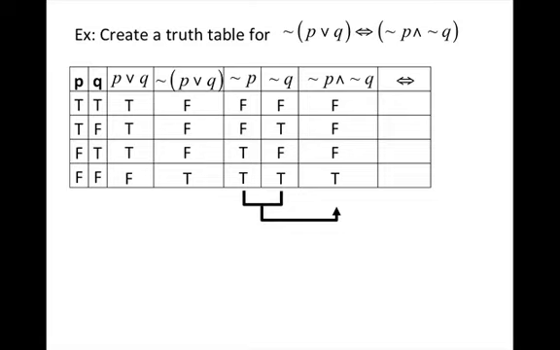Now for my biconditional, compare the column in front of it with the column behind it. So I'm comparing not (P or Q) to not P and not Q. The biconditional is true when these columns have the same truth values. Well, these columns always have the same truth values. That means these were logically equivalent statements, so the biconditional was always true.